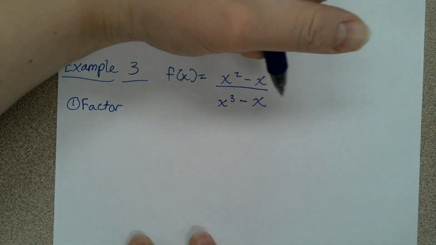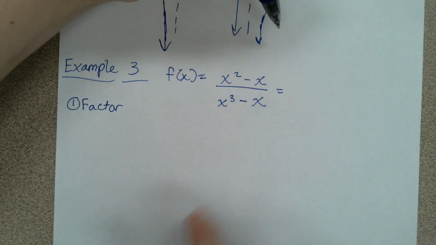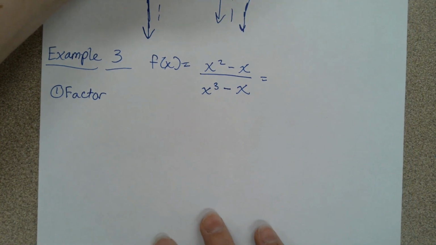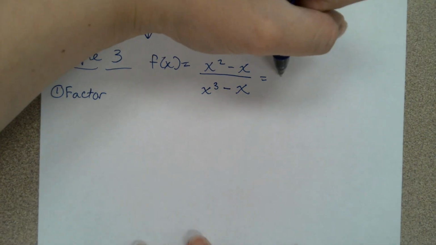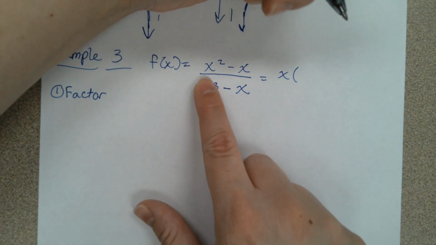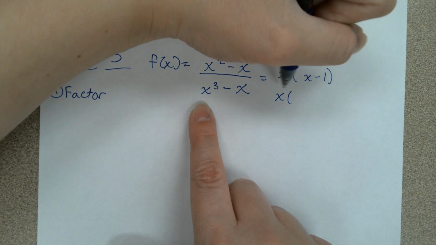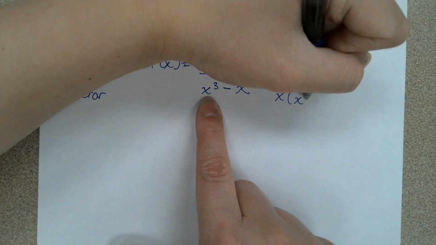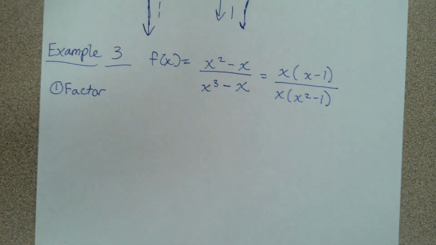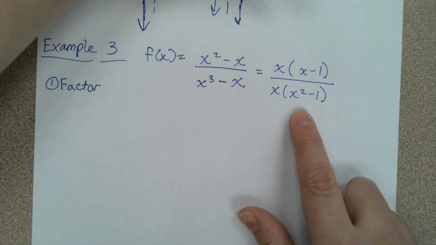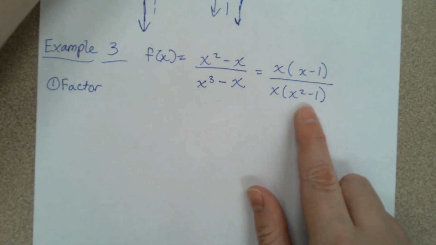This does factor. So first thing we can do, we can pull out an x on the top and the bottom. If we pull out an x on top, we're left with x minus 1. And if we pull out an x on the bottom, we are left with x squared minus 1. So we can't do anything else on the top, but we can factor this on the bottom. You should recognize this is a difference of squares.